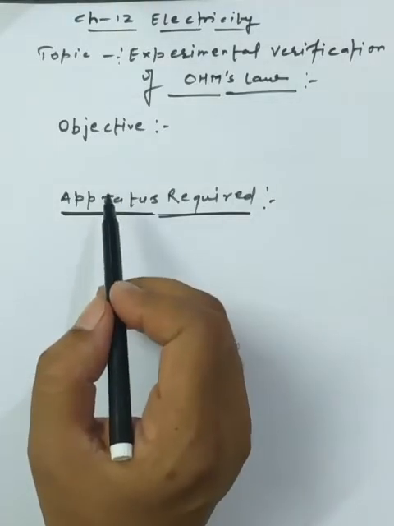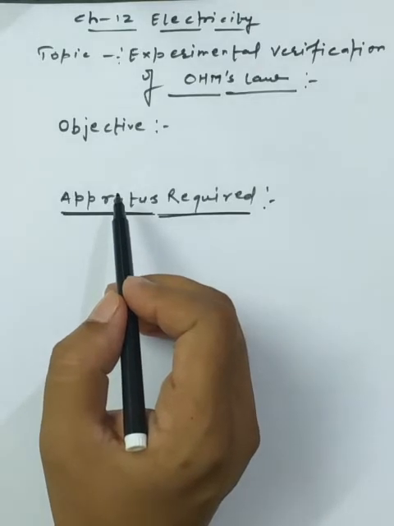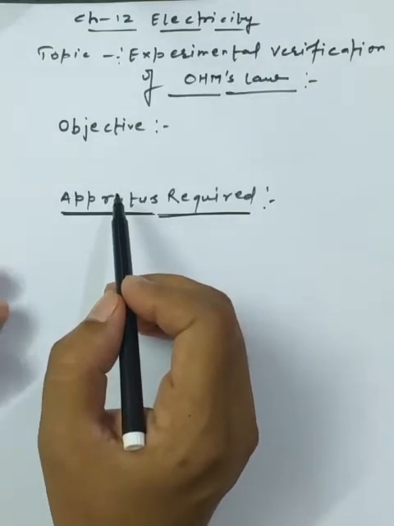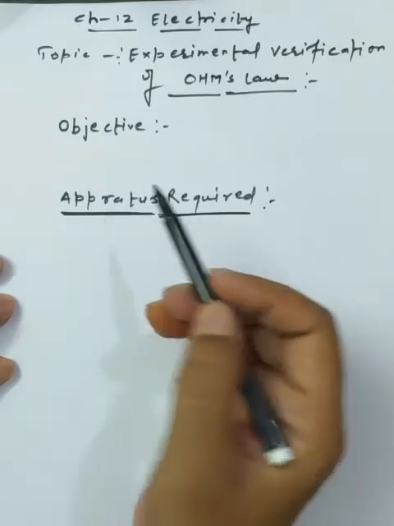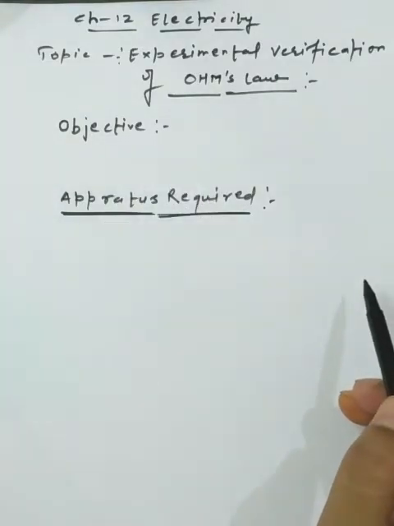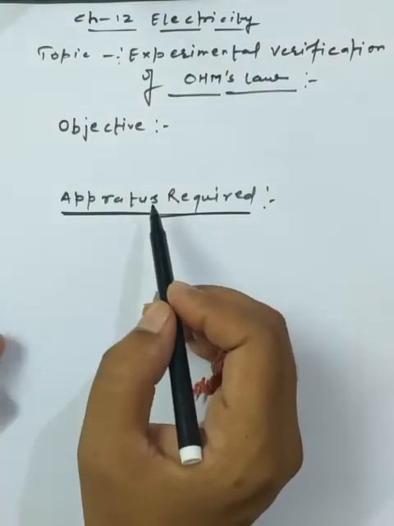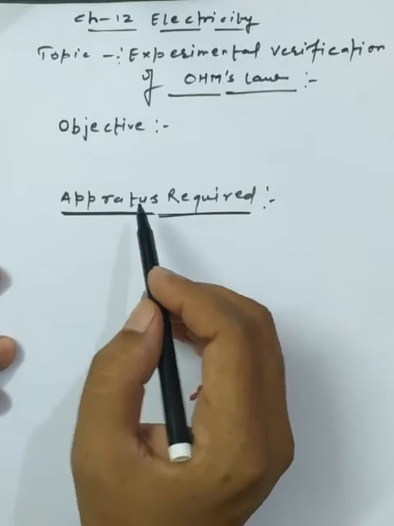Now, dear student, chapter number 12, electricity, and today the topic for discussion is the experimental verification of Ohm's law. This topic we should do in our copy, and I'll just give a hint on how you can attempt this one in the lab as well as inside your notebook. Okay, so I am starting with the objective here. So what is the objective we have?